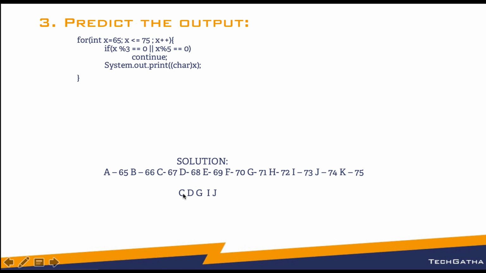It prints the equivalent characters at ASCII values 67 and 68 because I have used explicit typecasting for casting the integer value and displaying the equivalent character at that integer value. Again 69 divisible by 3, 70 divisible by 5, 71 it prints, 72 divisible by 3, 73 it prints, 74 as well it prints, and 75 divisible by 5 it doesn't print, and then the loop stops.